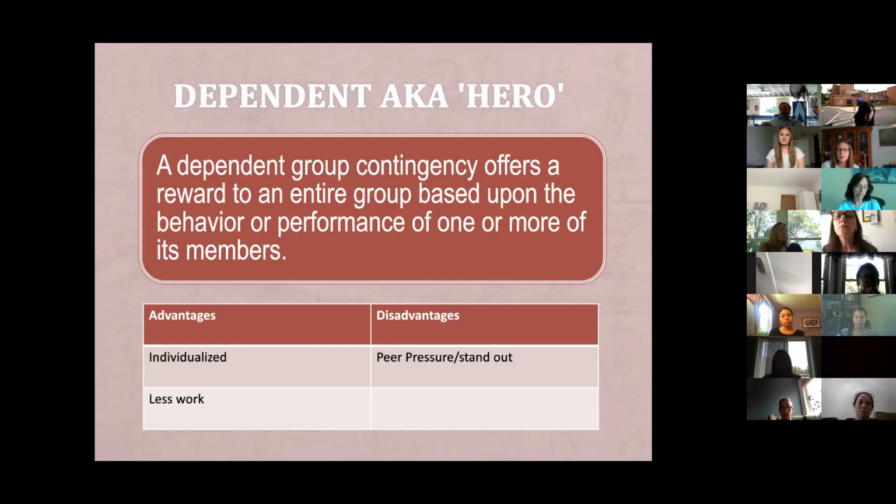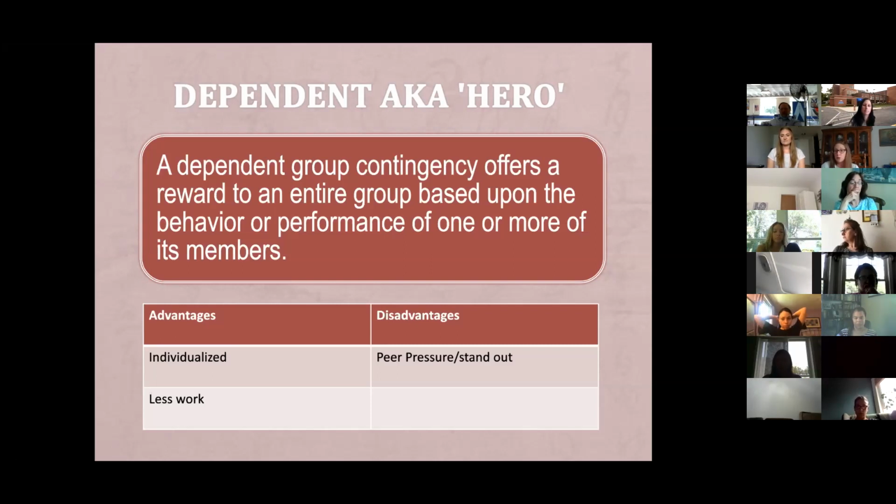There are some advantages to a dependent group contingency. It can be individualized as you're only following that one student, which we call the hero, so it can be based on his particular needs only. You're not looking at 23 or 28 other students in that class. There's less work for the teacher because you're not tracking many students. You're tracking that one individual student.